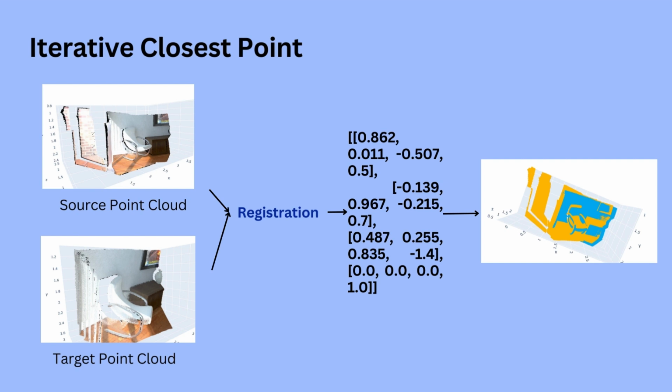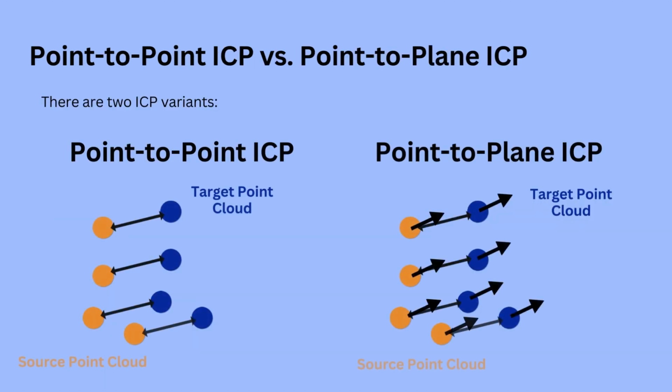It's a matrix that allows for that alignment to occur. And there are two ICP variants, the point-to-point ICP and the point-to-plane ICP. The point-to-point ICP and the point-to-plane are very similar in concept. The main change is the cost function. The cost function essentially is the technique for evaluating the performance of this algorithm that we're dealing with.